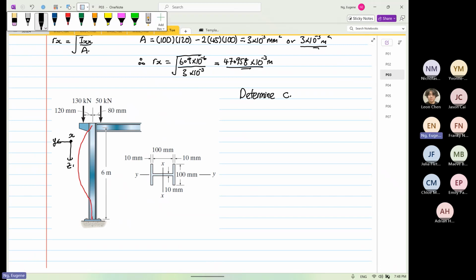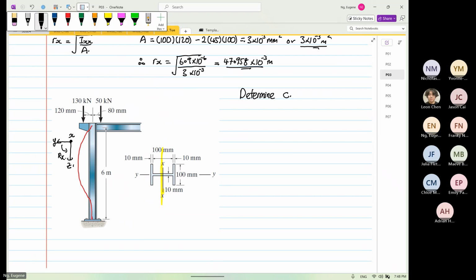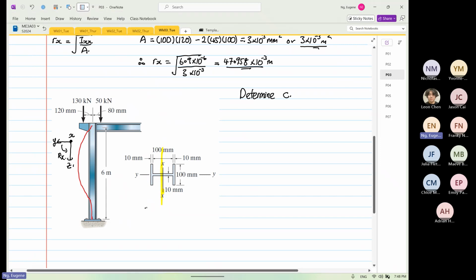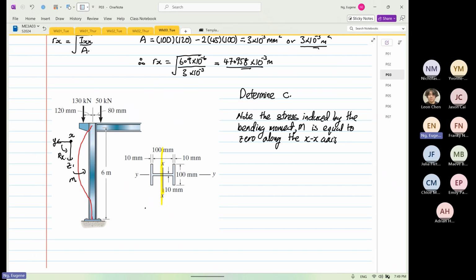right? So we know that this is our radius in the X. Okay. So the axis over here is critical now. So this is our x-axis. Okay. And we have to know the bending moments, the stress induced by the bending moment, right? We know that over here to get this, you have to have a bending moment, right? M is equal to 0 along the x-axis. Okay, so along this axis, the normal stress is equal to 0.